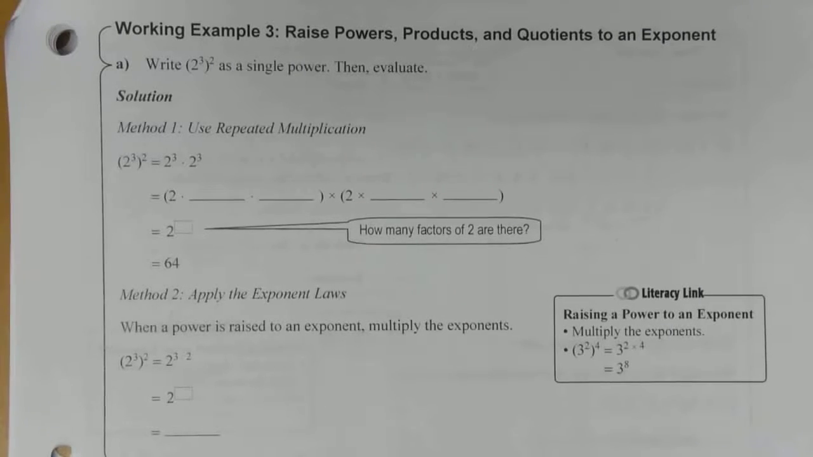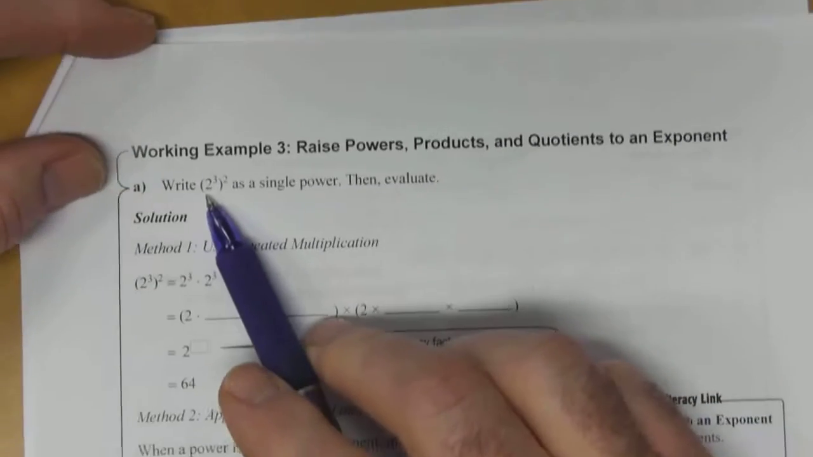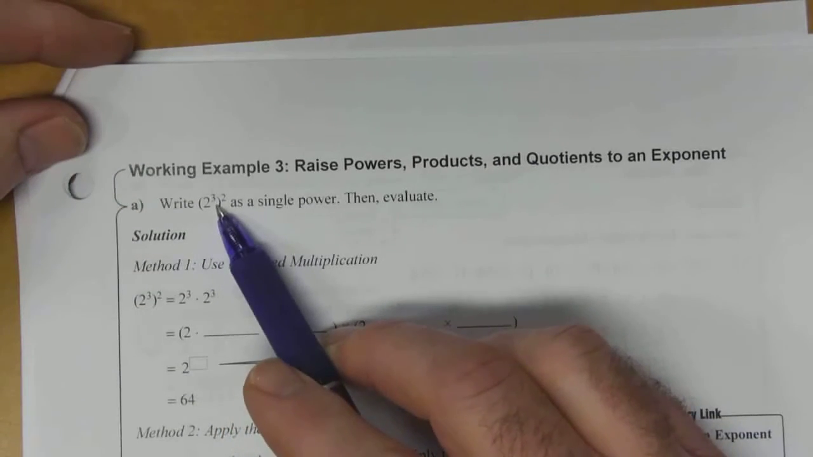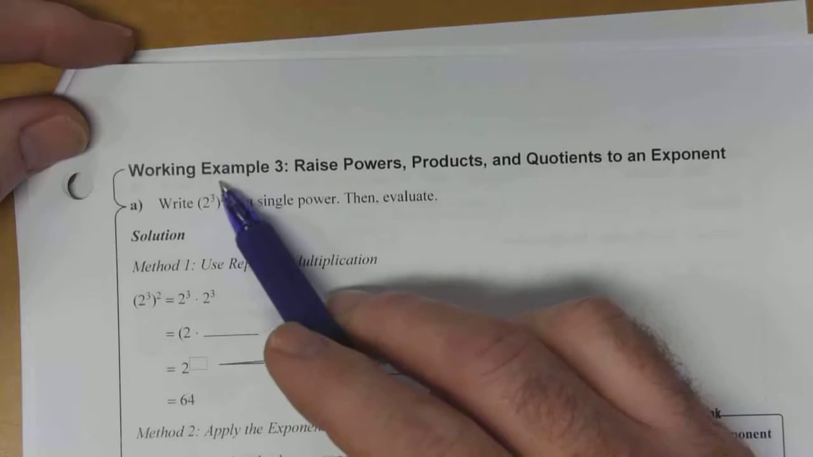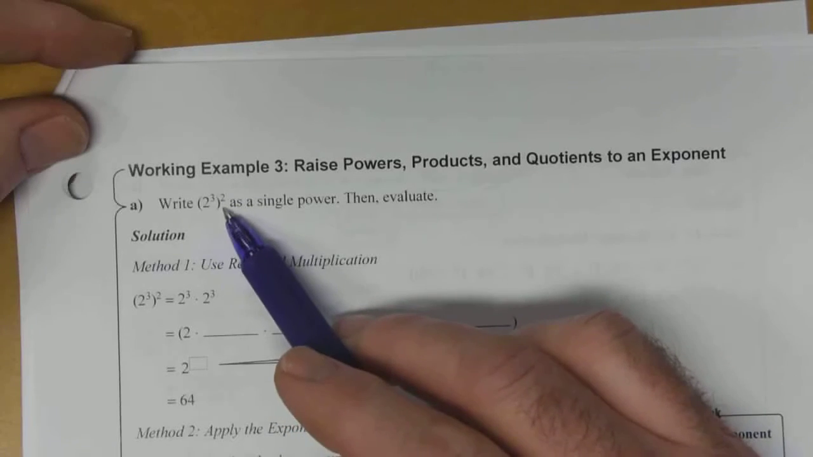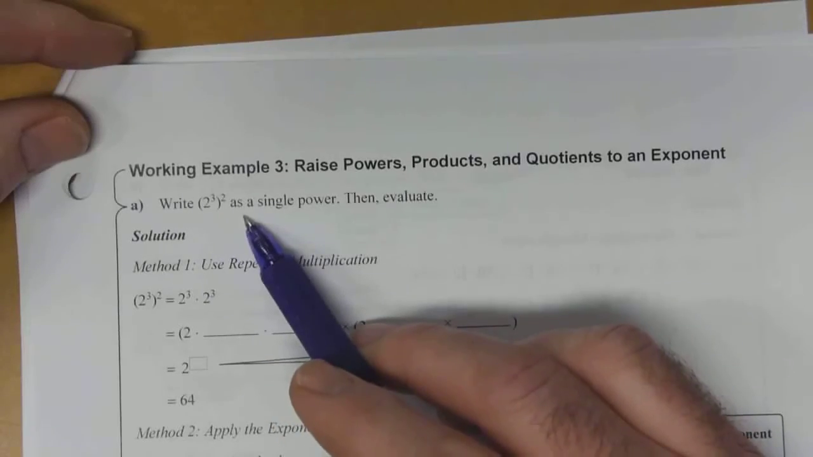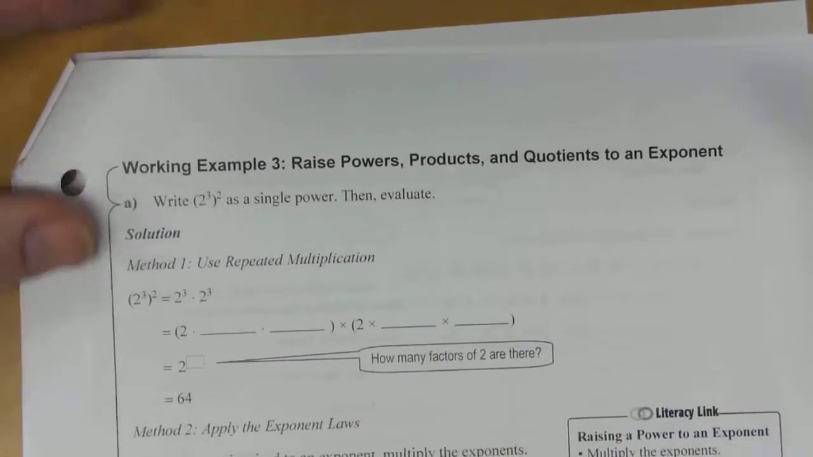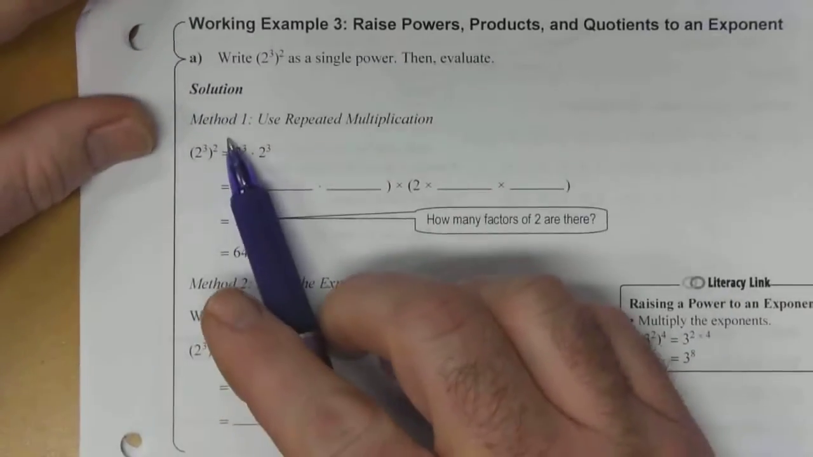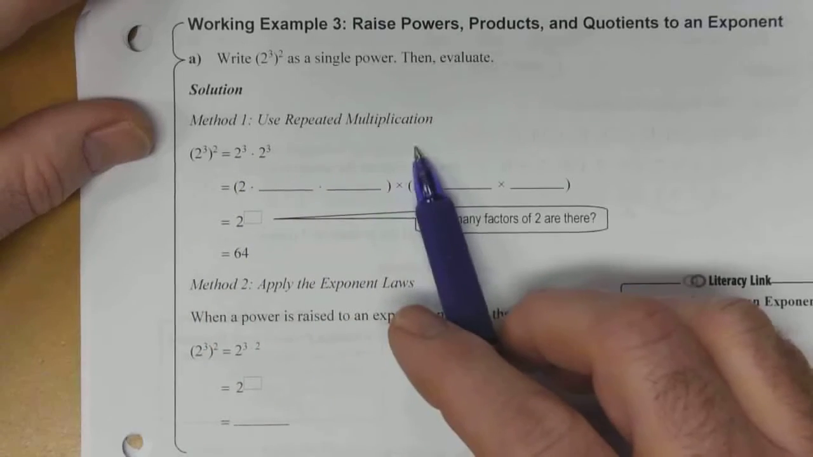Example number 3, raise powers, products, and quotients to an exponent. So we've got an example here. 2 to the third power is in brackets, and then that whole thing is used as a base and is squared. So we want to write this as a single power, and then we'll evaluate it. So once again, method 1, we can use repeated multiplication.